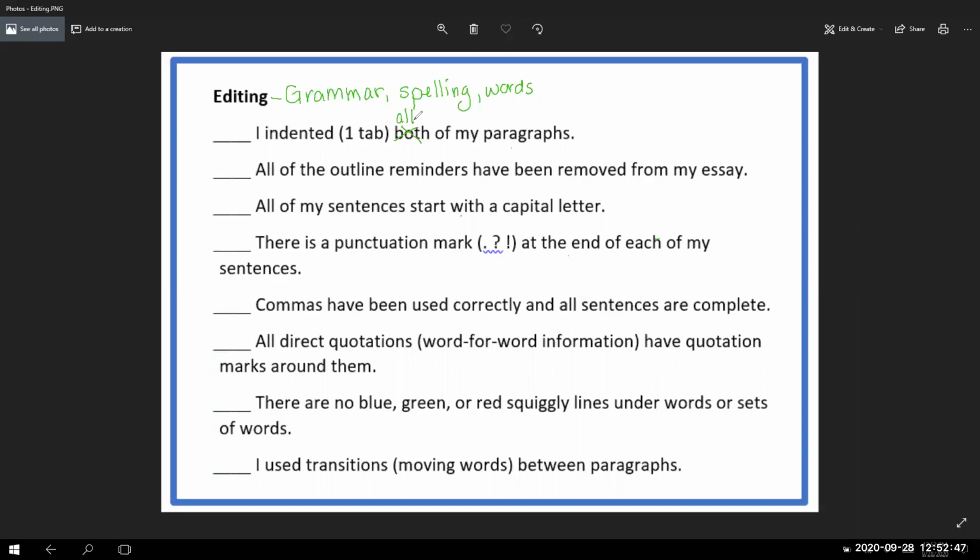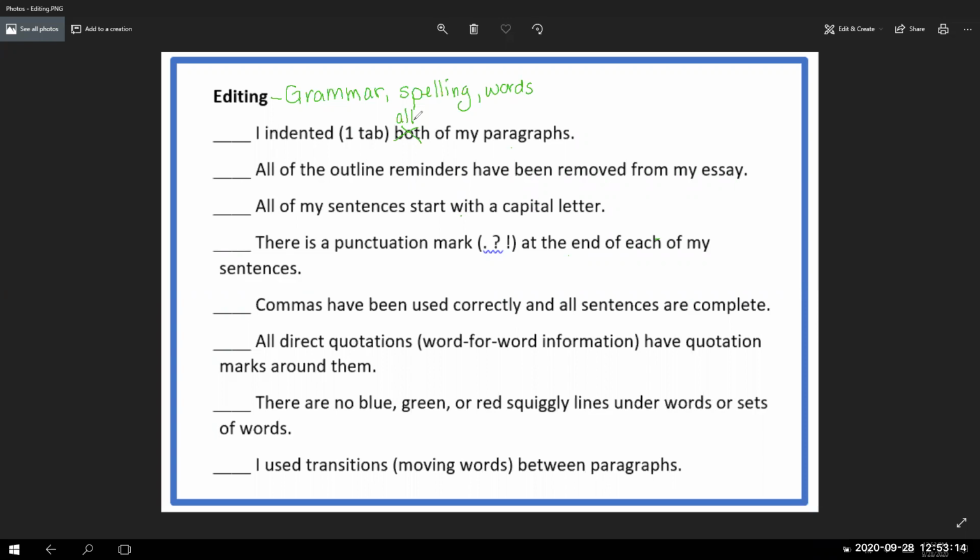All of the outline reminders have been removed from my essay. So this is specific to my class. I like to give you guys outlines. Please make sure that any of those reminders are removed. So anytime your teachers are doing revising and editing with you, or they are looking over your draft, you want to make sure that all of the stuff that they've written is up, and that any comments that they made, maybe if they typed them, that those comments have been removed.